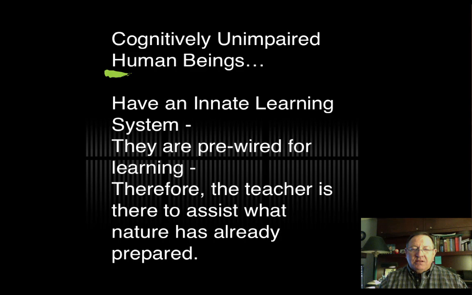Look at this thing. Cognitively unimpaired, in other words, those people who don't have a particular learning disability, have an innate learning system; we are pre-wired for learning in our brain. We don't come as a blank slate, as one of our earlier researchers or theorists believed, but we certainly are pre-wired for learning and have some things that come from our innate hereditary systems, as well as from the things that we later learn.